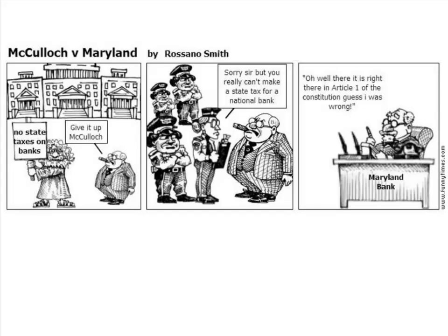Here's another McCulloch v. Maryland cartoon. No state taxes on the banks. And this guy is saying, give it up, McCulloch. Until the authorities come and say, sorry, sir, but you really can't make a state tax for a national bank. Oh, well, there it is right there in Article 1 of the Constitution. Guess I was wrong. And what he's referring to is the Federal Supremacy Clause.